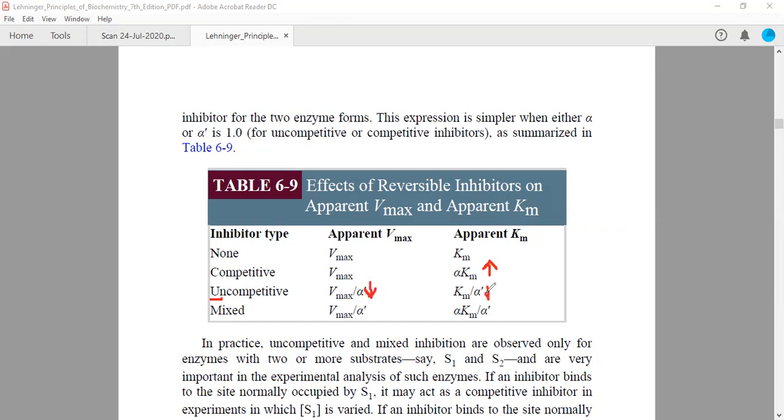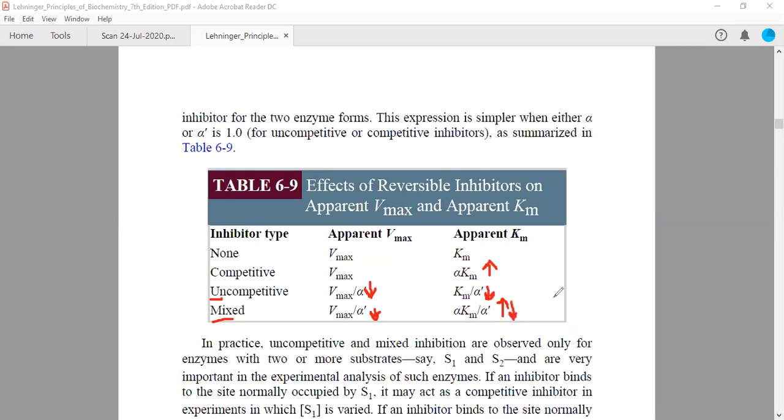So make your mind like this, and the more you revise, the more you will be able to remember all these, whether it is decreasing or increasing. In mixed type, because this is mixed, this will have some apparent value. So Vmax will always decrease, whereas if it is mixed, the Km can increase or can decrease. Mostly it will increase, but in some cases, as we have seen, it may decrease also. So either can increase or can decrease.